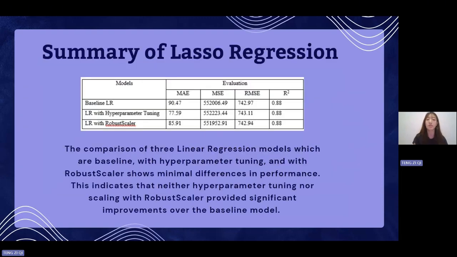Here is a summary of lasso regression. The comparison of three linear regression models, which are baseline, with hyperparameter tuning, and with robust scaler, shows minimal differences in performance. This indicates that neither hyperparameter tuning nor scaling with robust scaler provided significant improvements over the baseline model.